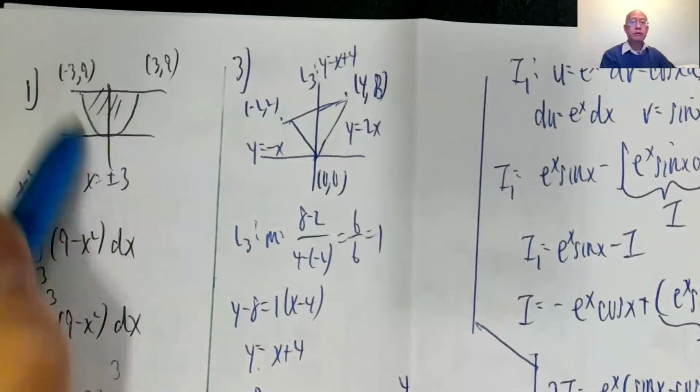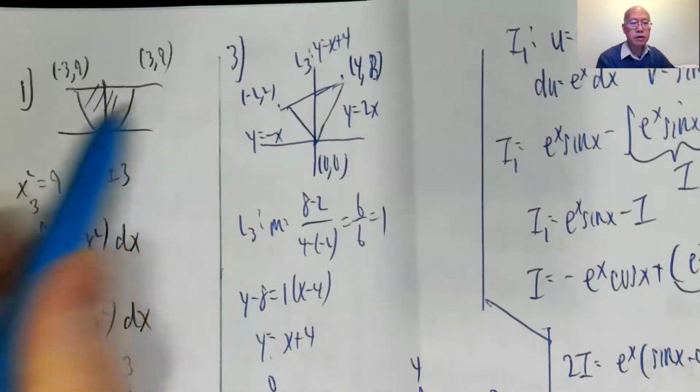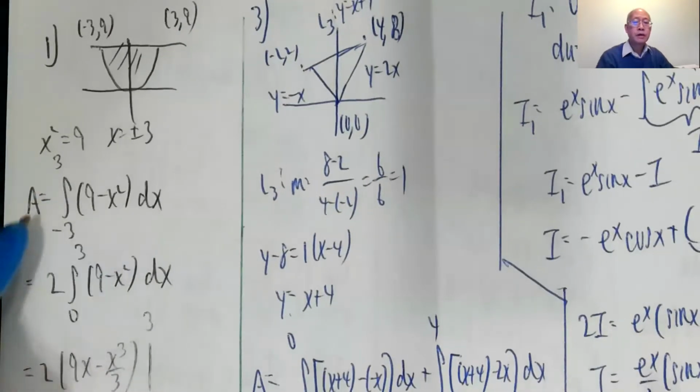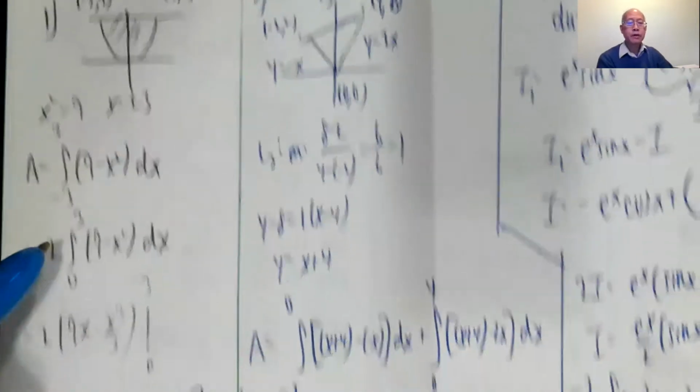So, quick graph. We've got a horizontal line and a parabola. Find out where they touch. x squared equals 9, x is plus or minus 3. So integrate from negative 3 to 3 of 9 minus x squared. I'll take the integral from 0 to 3 and double it by symmetry.